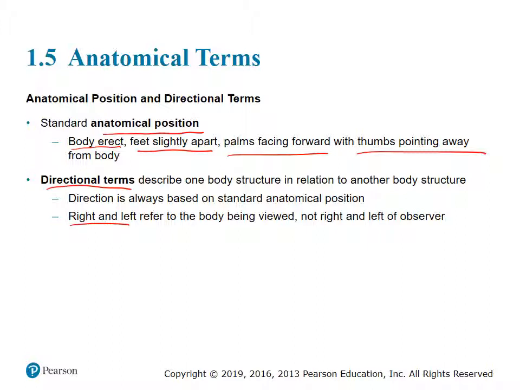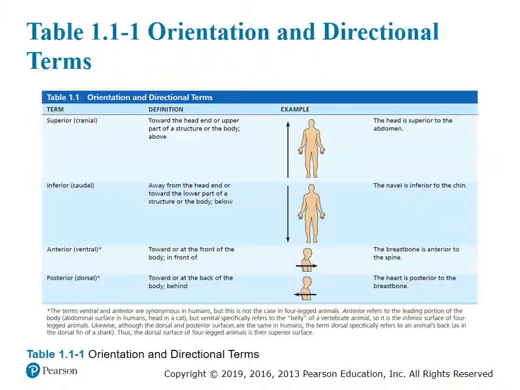Right and left, we always use right and left, refer to the body being viewed on the right side or left side. Okay? And so what they mean by that is this is my right. Okay, so this would be the right side of the body. But when you look at it, let's say you're looking at my shoulder, this seems left to you. Okay? But it's always right to the model, figure, whatever's in anatomical position. So this would be the right shoulder, for example.